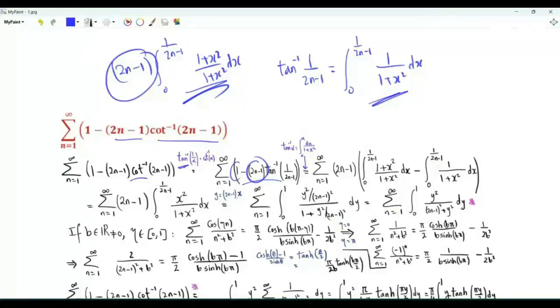When x is 0, y is 0. When x is 1 over 2n minus 1, y is 1. (2n minus 1) dx is dy. x squared is y squared over (2n minus 1) squared. The sum of interest is the sum for n from 1 to infinity of the integral of y from 0 to 1 of y squared over y squared plus (2n minus 1) squared.